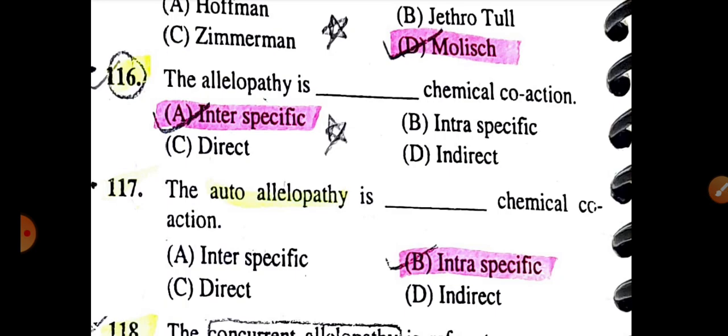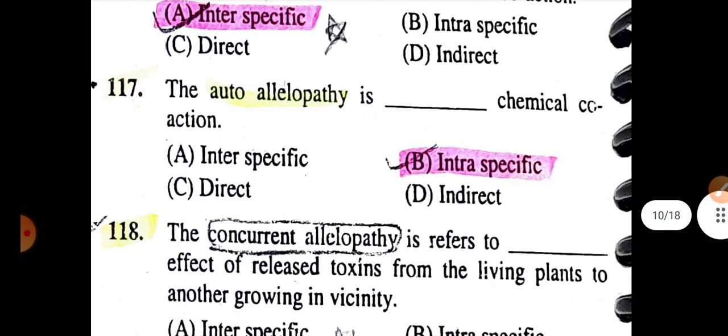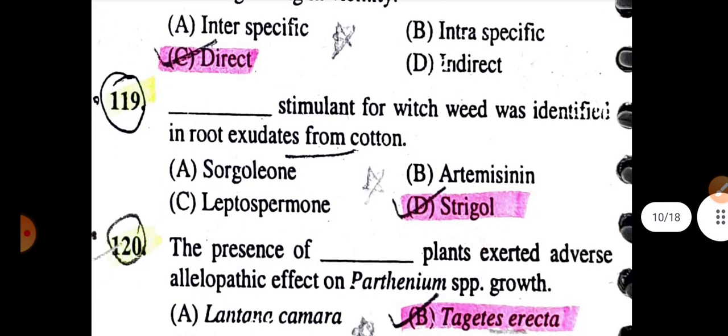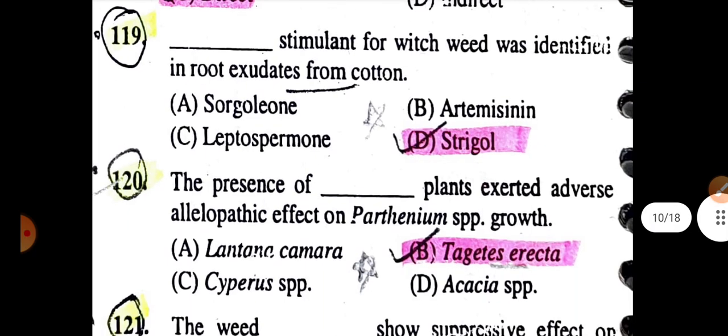Allelopathy is interspecific chemical correlation, while autoallelopathy is intraspecific chemical correlation. Concurrent allelopathy refers to the direct effect of release of toxin from the living plant to another growing in the vicinity. Strigol, a stimulant for which weed, was identified in the root exudate from cotton.